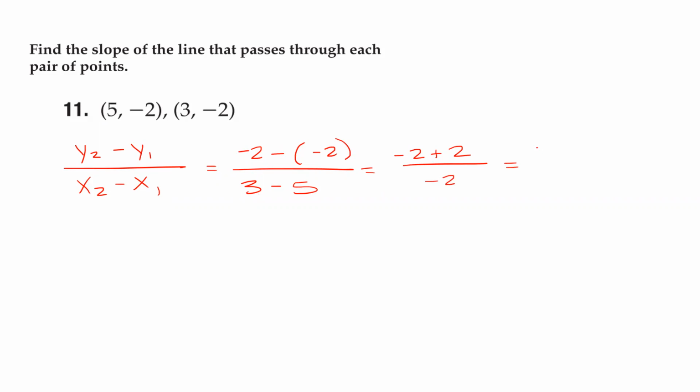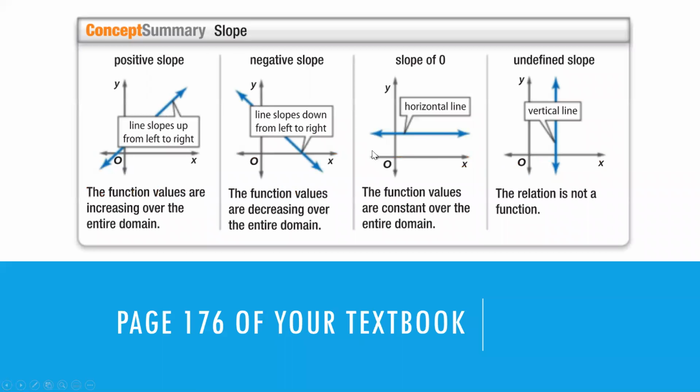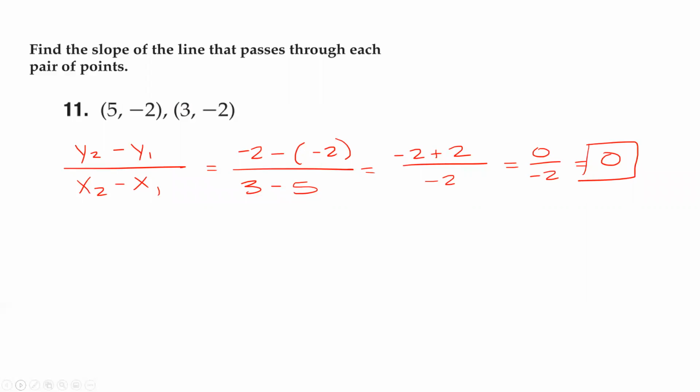Now, -2 plus 2 is 0. And then we still have -2 as our denominator. Now 0 divided by -2 is 0. Okay, a lot of students made this mistake on the quiz. Undefined is when the 0 is in the denominator. But if the numerator is 0, 0 divided by any number is going to be 0. So the slope is 0. So that means this line would look like this, okay? It'd be a horizontal line.